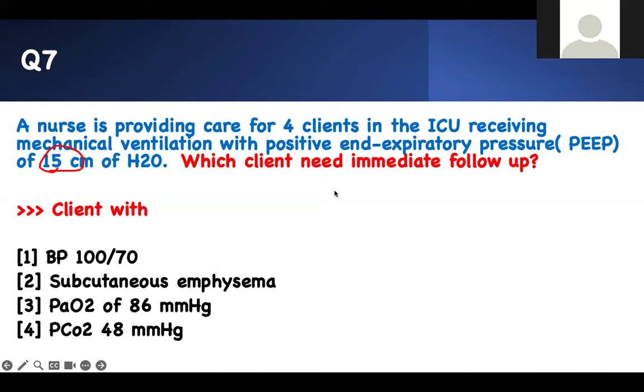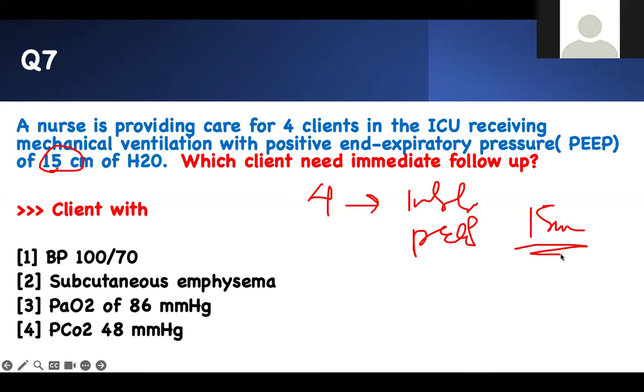Which clients need immediate follow-up. All I'm saying is 4 patients intubated, getting PEEP, and a PEEP of 15. PEEP of 15 is too high. Like we try to be 0 to 5, and sometimes we can go up to 10. After 10, PEEP can cause problems.